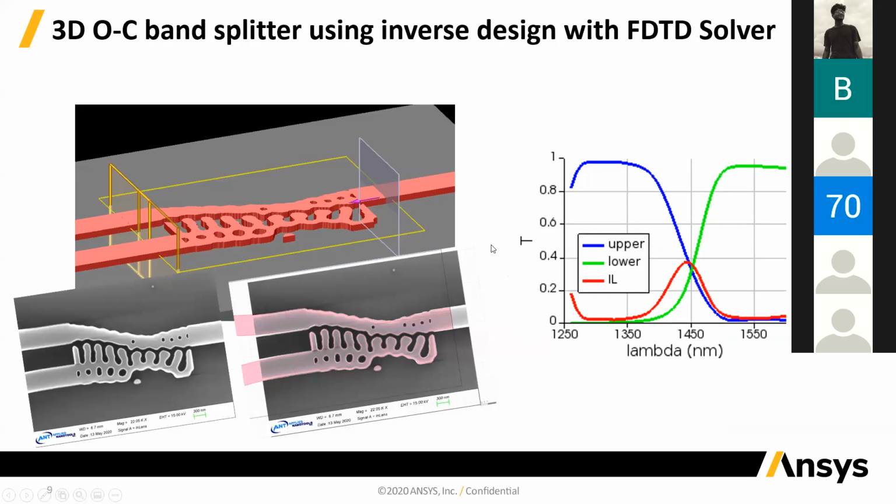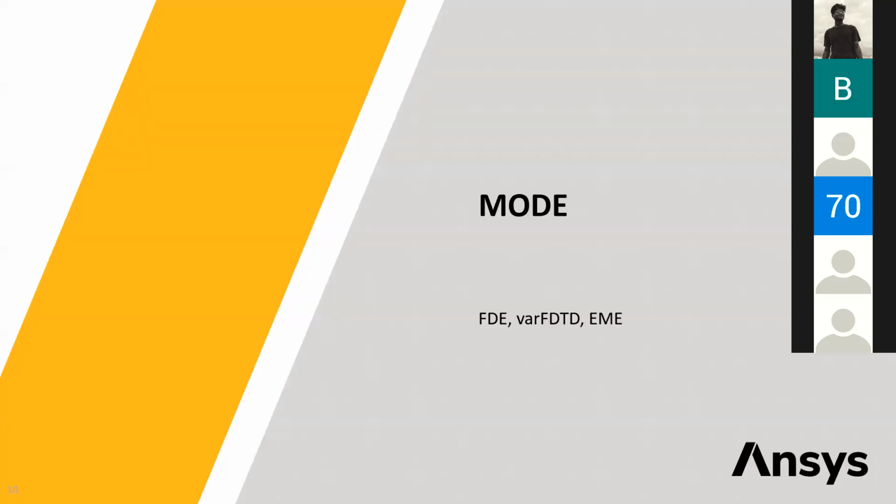Okay, so that was FDTD. Next up is MODE. Like I mentioned, it has three different solvers inside it. One is a finite difference eigenmode solver. The other one is a variational FDTD. So this is, we call it a 2.5D FDTD.